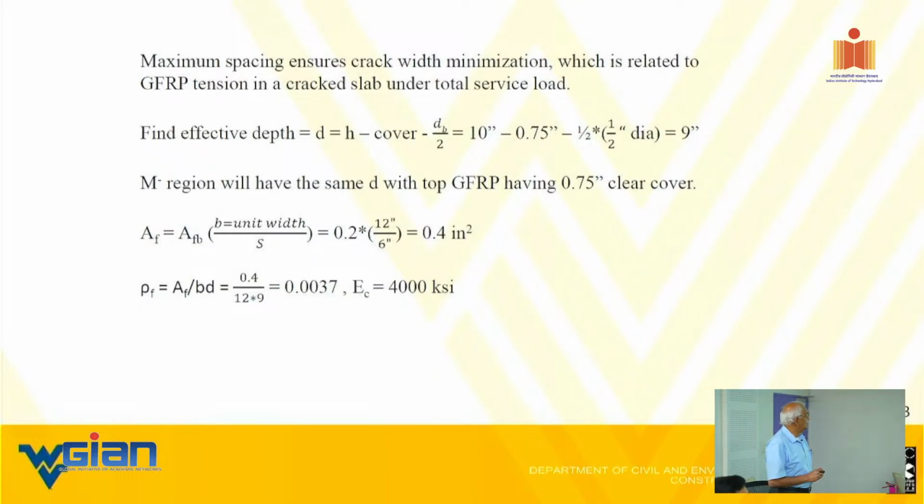So here we are talking about the negative region, meaning over the supports, over the columns, over the beams. So again, AFB balance is 0.2 for this case. We have already computed that. So the reinforcement minimum required is a very standard equation, that's 0.4 inches.